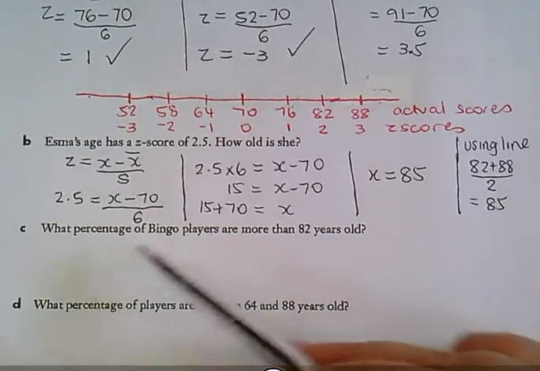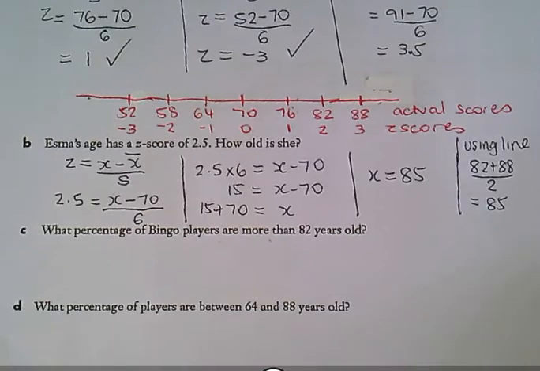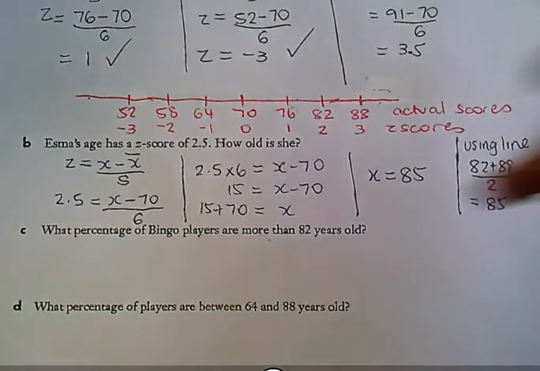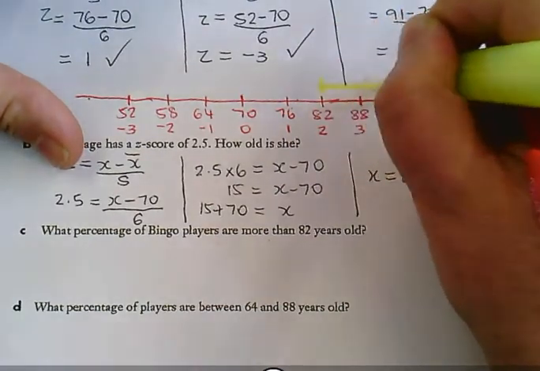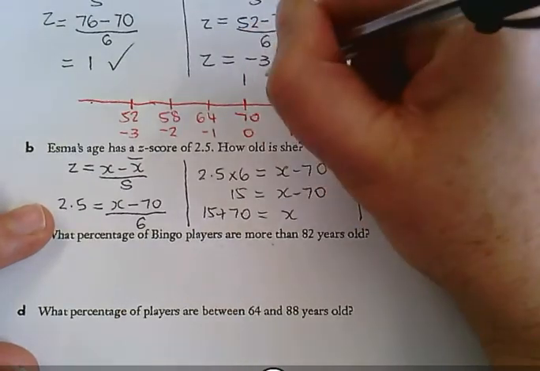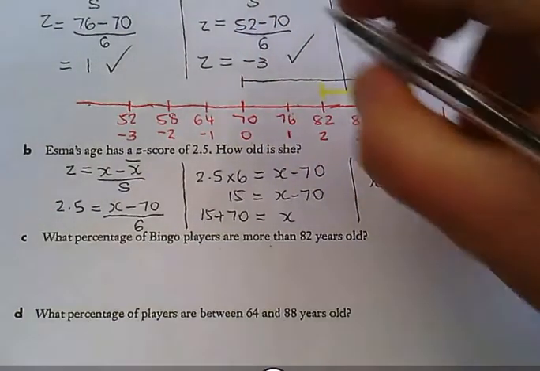Now the next question is, what percentage of bingo players are more than 82 years old? This is what we did in the last exercise. More than 82, I need there onwards. Now, if you want there onwards, you've always got to do your 50%. So, what have I got? What is from 70 onwards? What's that? Good.